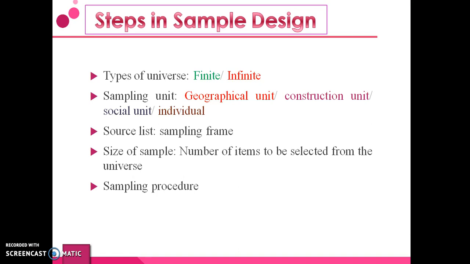First, we are going to find out the universe, whether the population we are approaching or accessing is countable or uncountable, a known population or an unknown population. We need to find it out in the first stage. Second, we need to find out the sampling unit: what are the major constructive parameters, in terms of geographical units or social units or different individual classes, based on the various parameters or demographic variables.